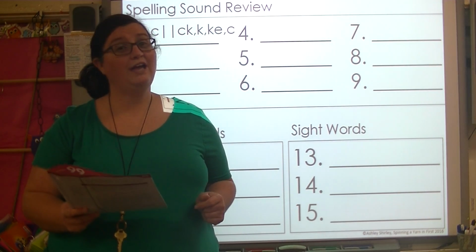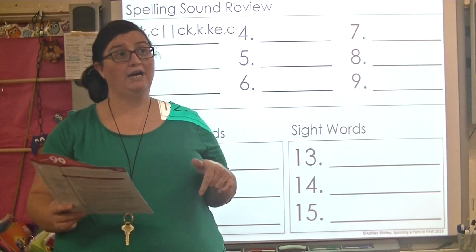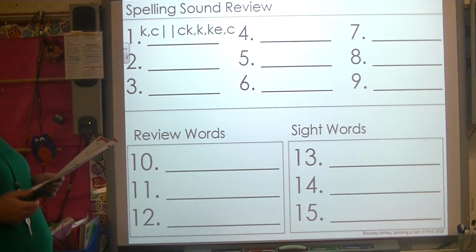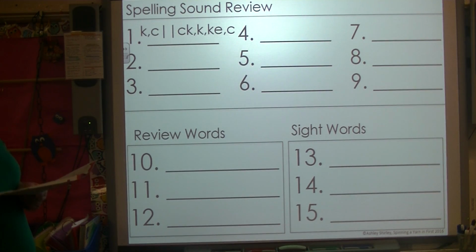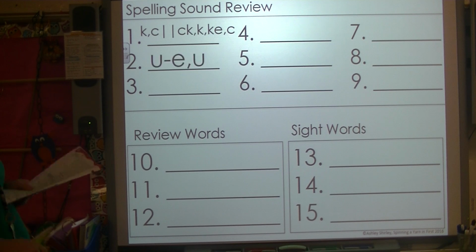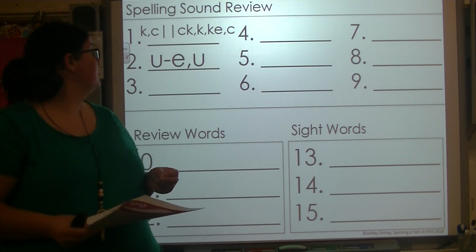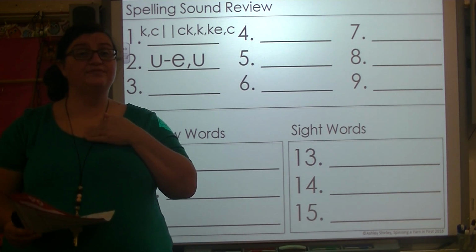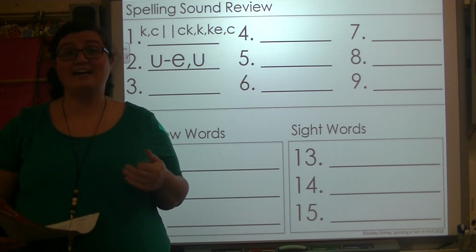Number two. Echo me. You. Yes, you. Write it. What letters? You should have U consonant E, comma U with a macron, long vowel. Number three. Yes, as in vest or as in have.